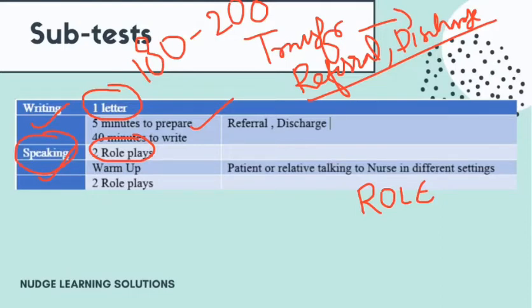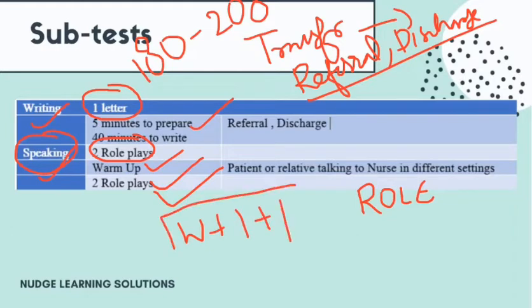There will initially be a warm-up question followed by the first role play. After that there will be a second role play. So warm-up plus role play 1 plus role play 2. This is the structure of the speaking test of OET. We will come back to this.